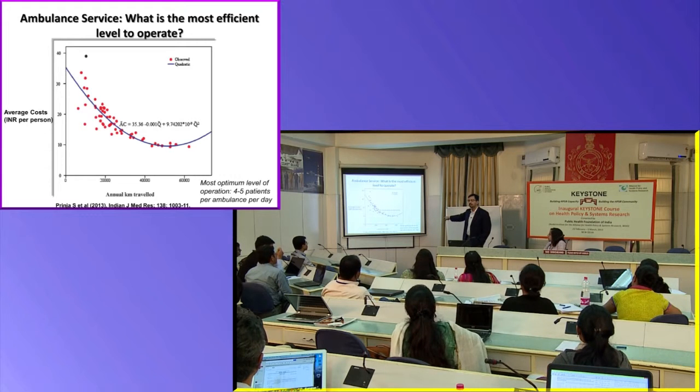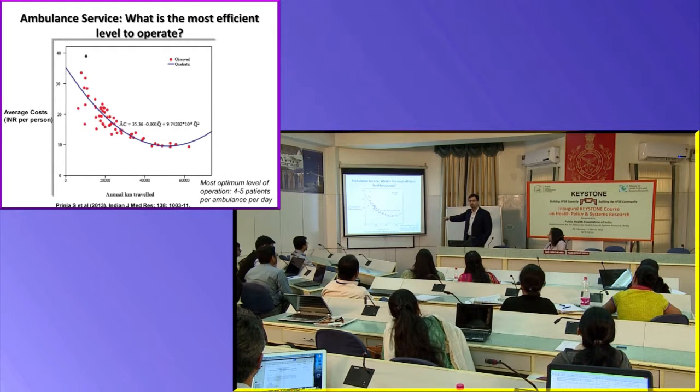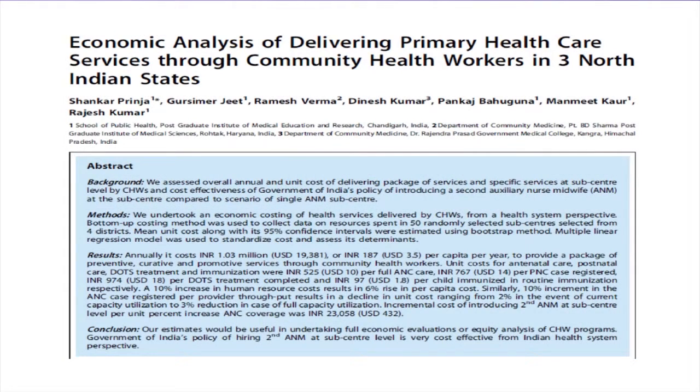This shows us that if the ambulance is transporting about 4 to 5 patients a day, then your ambulances are functioning at a very efficient level. What is more efficient, 1 ANM versus 2 ANMs? How much does the cost increase with 2 ANMs? What is the relationship between the cost of human resources and the cost of providing delivery?